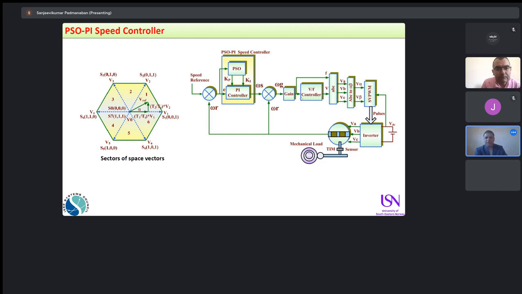For example, if the frequency is 0.1 in scale, it means 10 hertz. If it goes to a scale of 5, then we say 50 hertz. So we have a lookup table between the frequency and voltage, and we feed it to a converter which converts these two signals into three variables, and three variables back to two variables to control the space vector modulation.